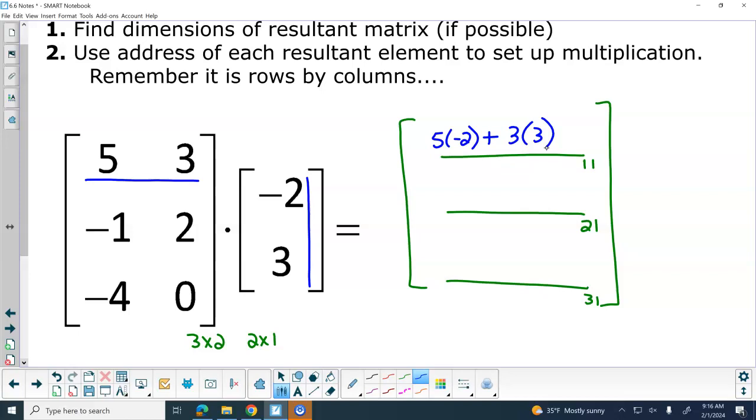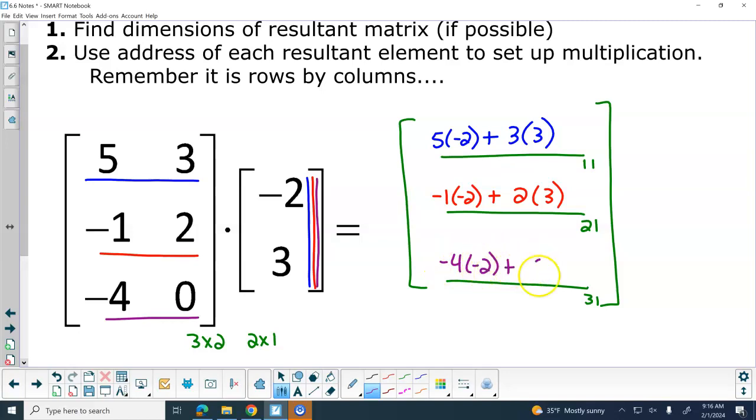Then I go down here to the second row times the first column. So that would be -1 times -2 plus 2 times 3. Then I go third row times first column, -4 times -2 plus 0 times 3.